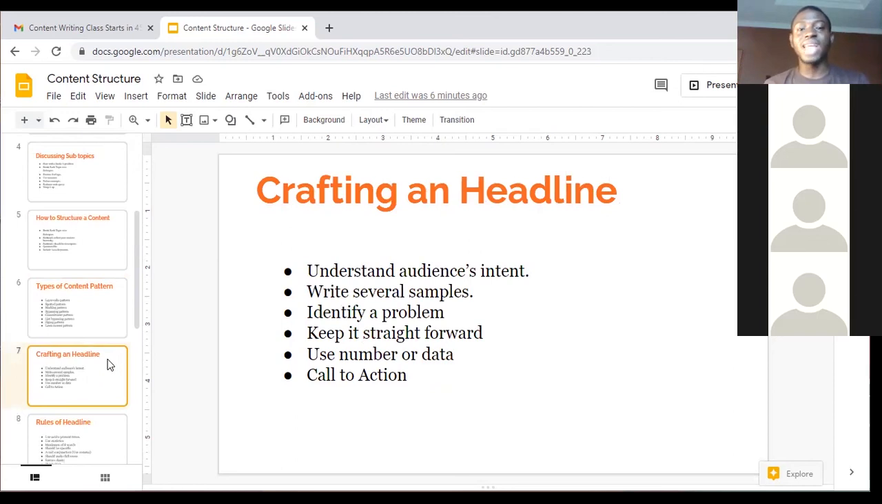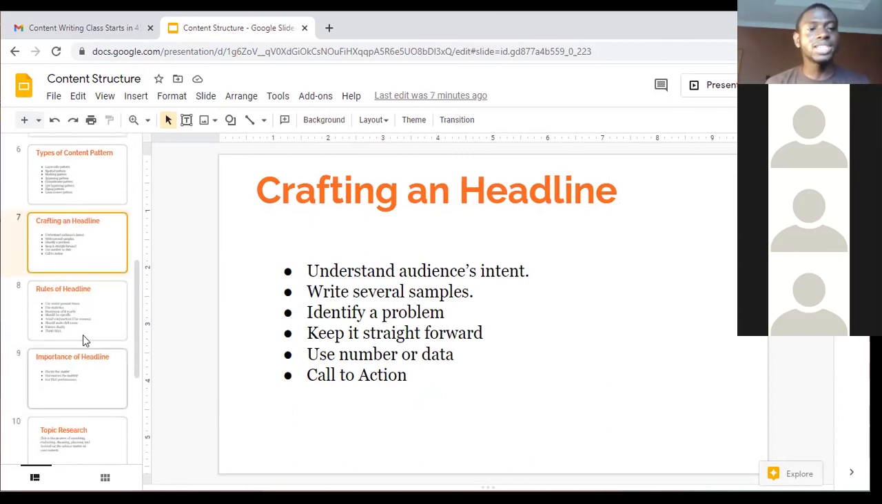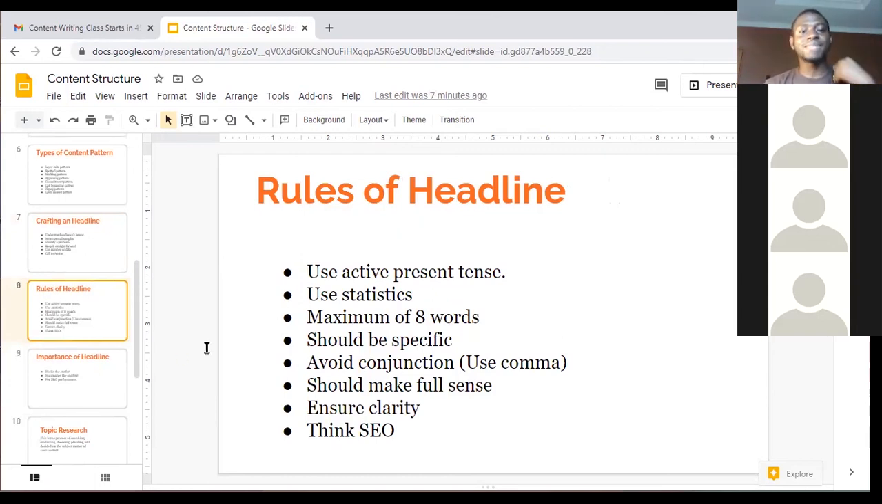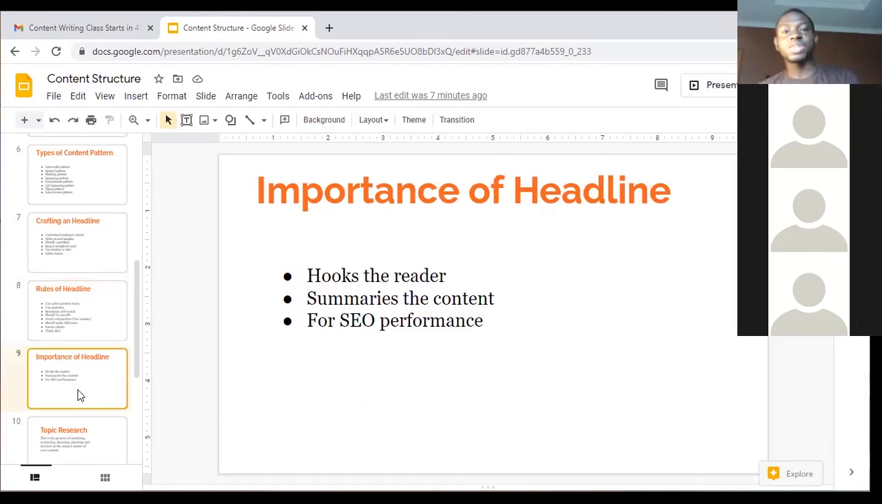Then we delved into crafting a headline. We spoke about why and what you should know before you craft a headline. You should know your audience intent. You should write several samples of your headline before you choose the best. Your headline should identify a problem, be straightforward, and use numbers, probably statistics, right? And we spoke about the rules of a headline: maximum of 7-8 words, should be specific, avoid conjunctions, think SEO, ensure clarity. And we spoke about the importance of a headline: it hooks the reader, summarizes the content, and helps SEO performance, right?